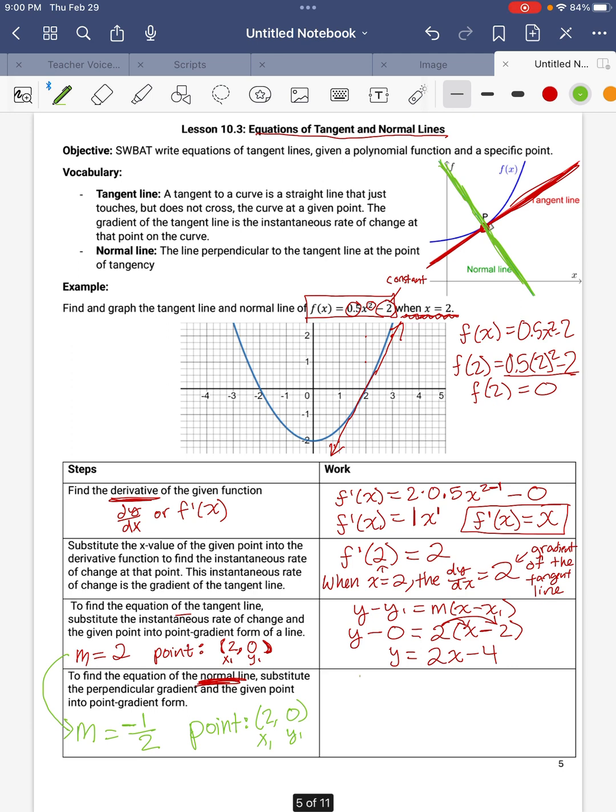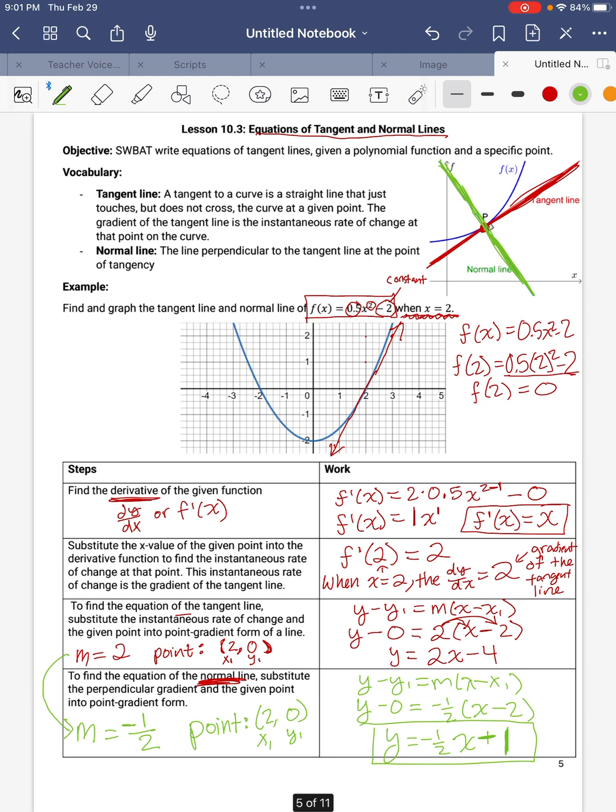So now I can just follow the same process. y minus y1 equals m times x minus x1. But instead of using the tangent gradient, I'm going to use the normal gradient. So I have y minus 0 equals negative 1/2 times x minus 2. Simplify, I get y equals negative 1/2 x. Negative 1/2 times negative 2. Negative times a negative is a positive, so I have a plus sign. And then 1/2 times 2. 2 halves is just a whole. It's one whole. So it's just 1. Okay, so this is the equation of my normal line.